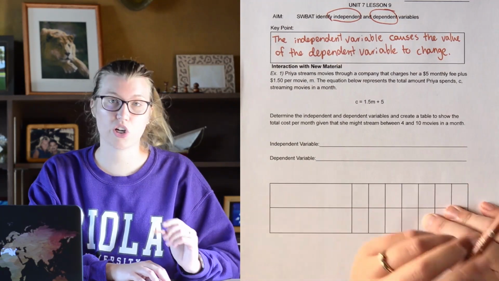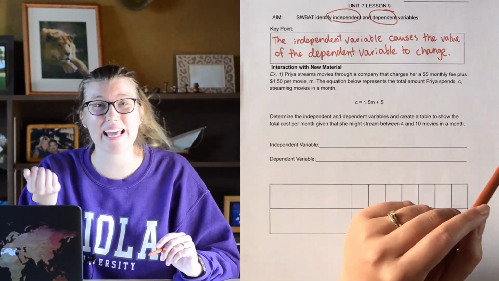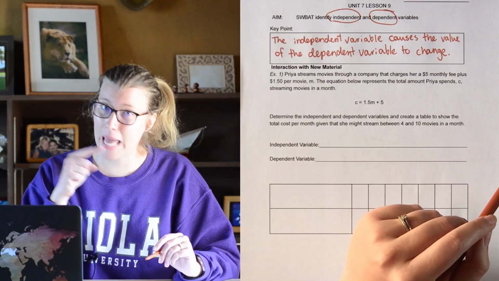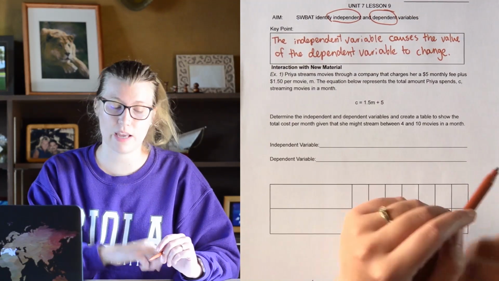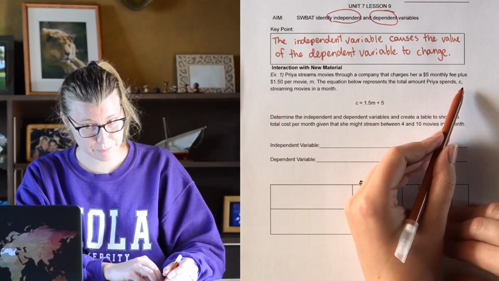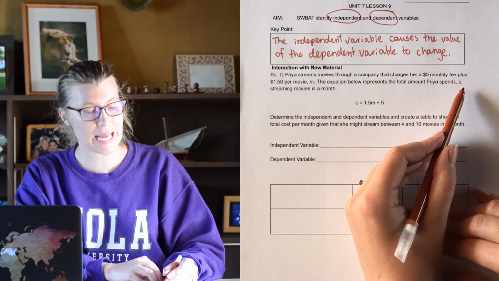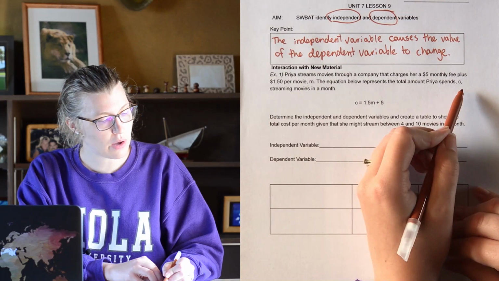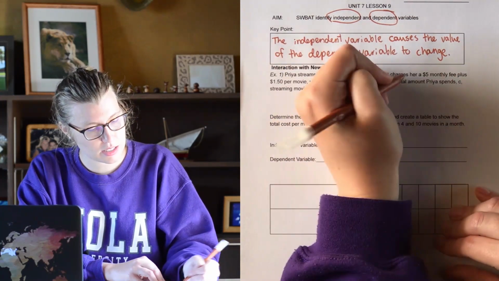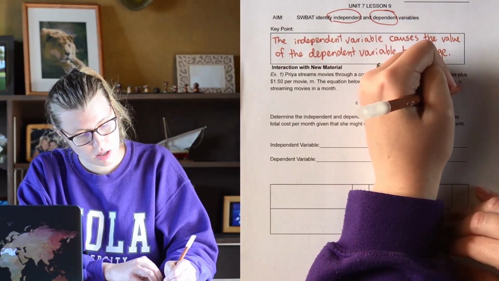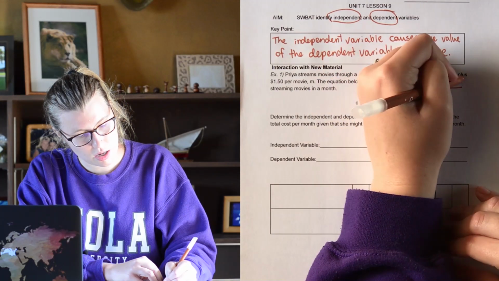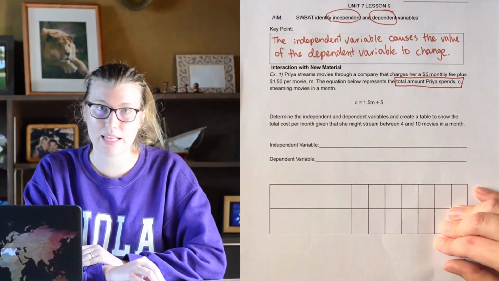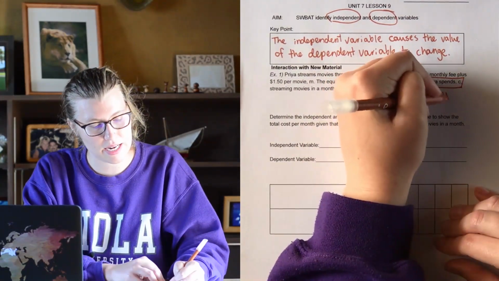The second one, the cost, how much I actually pay at the end of the month, depends on how many movies I watched. So my C is going to be my dependent because it depends on the other one. So I'm going to put a box around that variable right there. That is my dependent.